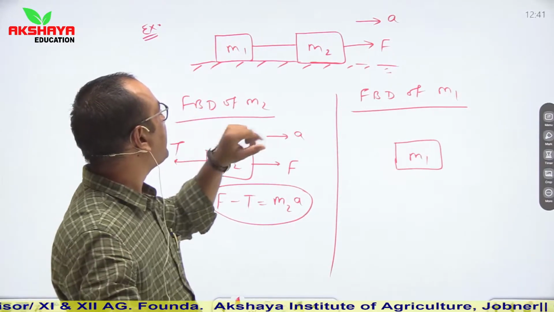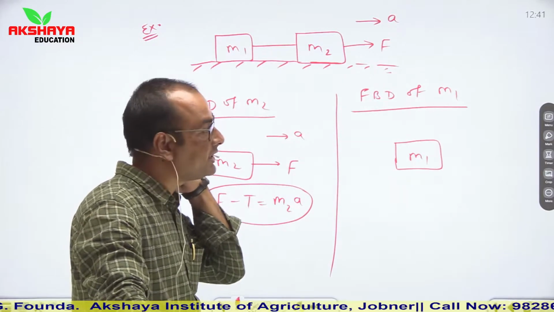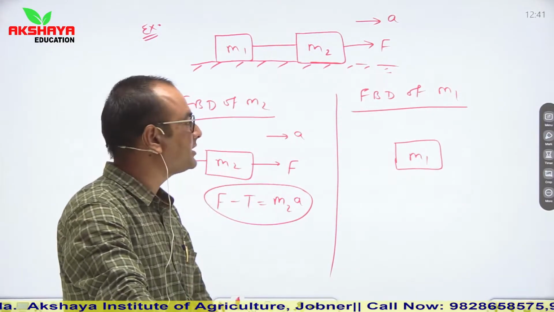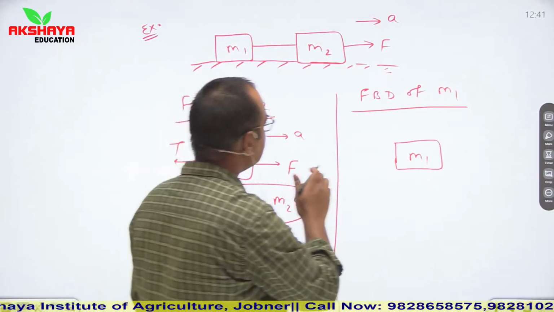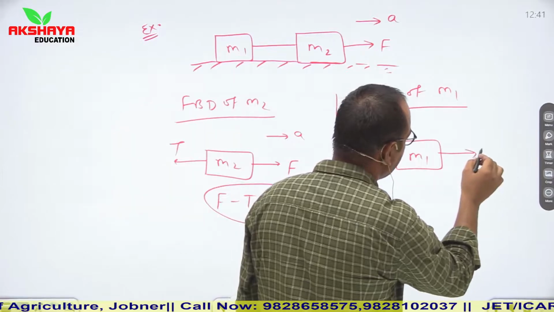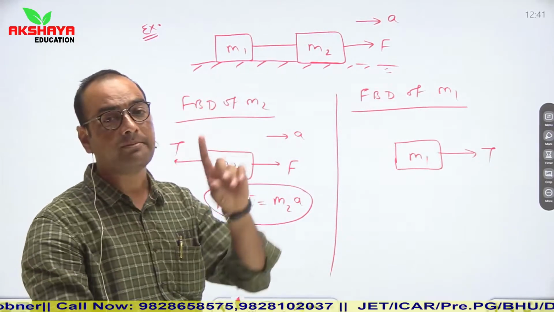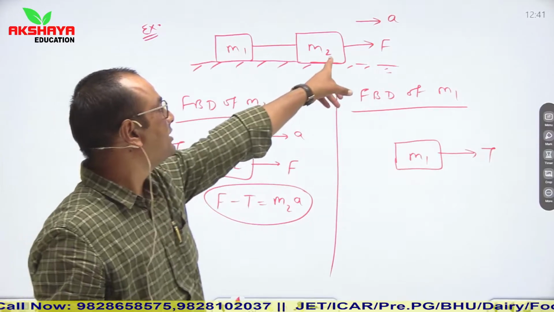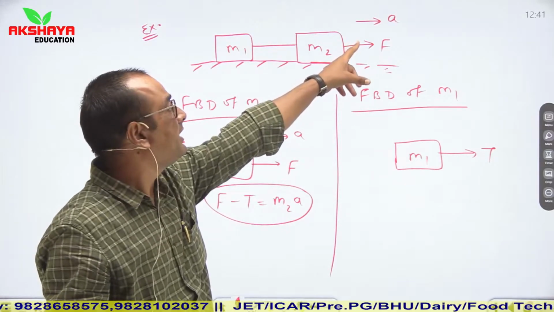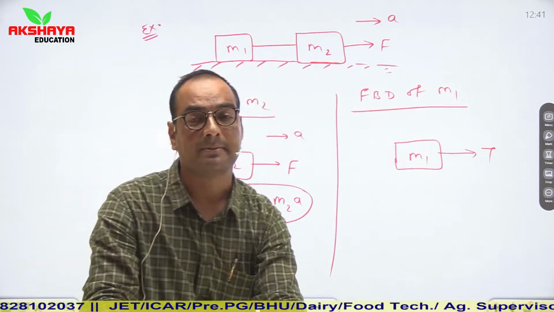It is clear from our diagram that it is simply connected by a string. It means there is only tension. So what is the direction of this tension? Away from this object, so this way. This is the direction of this tension, and both are connected by the same string. It means if this accelerates by an acceleration, then mass M1 will also accelerate by the same acceleration.